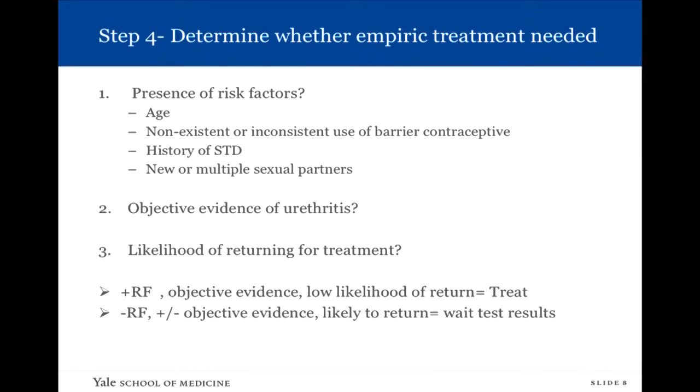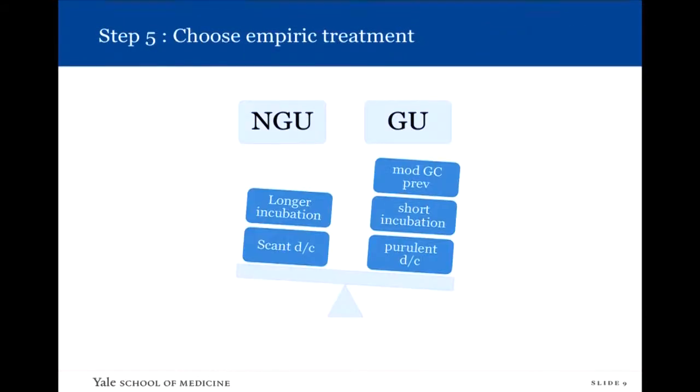So that's how you would put together your history and your risk factors to decide whether you would treat. Once you've decided whether you're going to treat empirically or not, you have to decide if your empiric treatment is going to be for non-gonococcal urethritis or gonococcal.